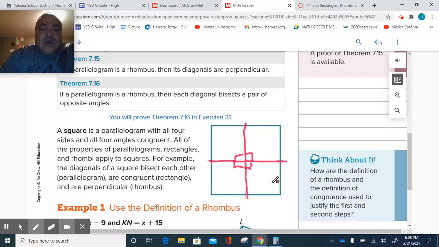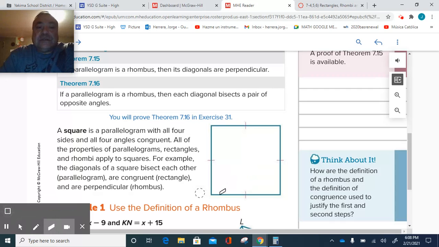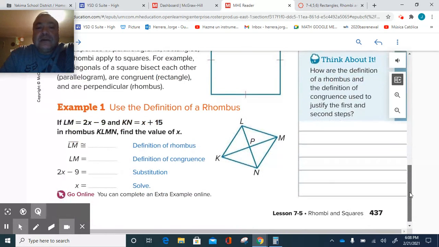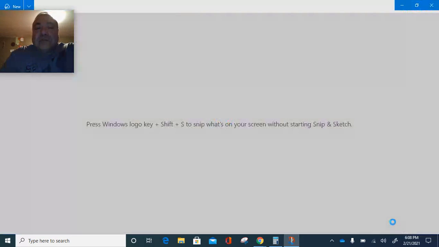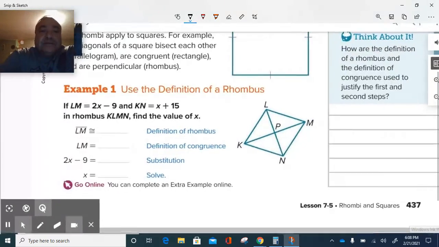Okay, and I hope you can see it. If you go to the lesson here, you will be able to see that. So let's go to example one, guys, so you can see how that works. Let me see if I can do this real quick. I'm going to snip this just real quick so I can make it a little bit bigger. Okay.